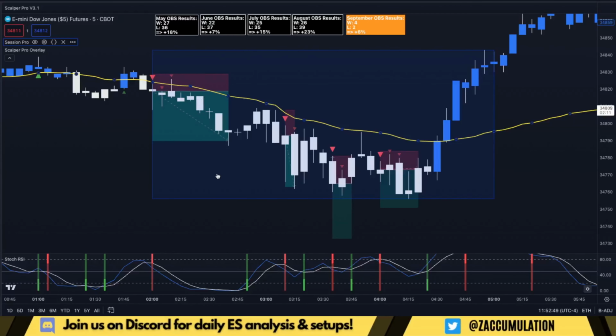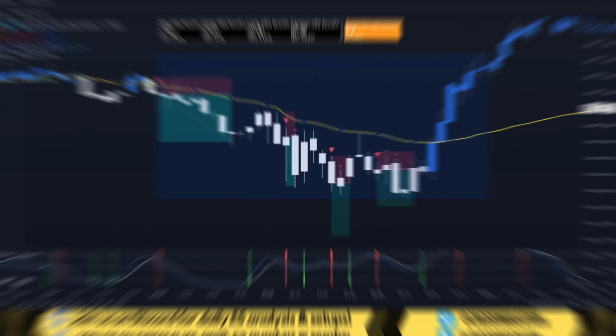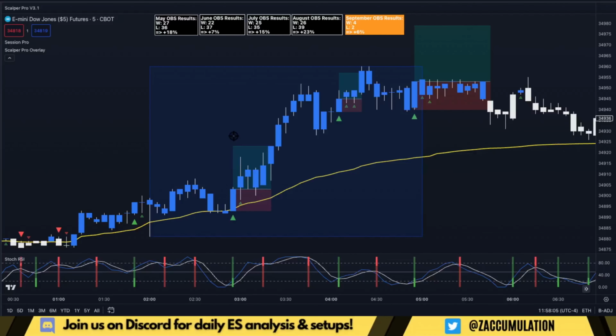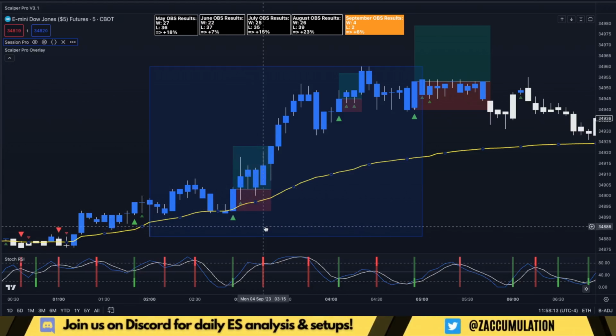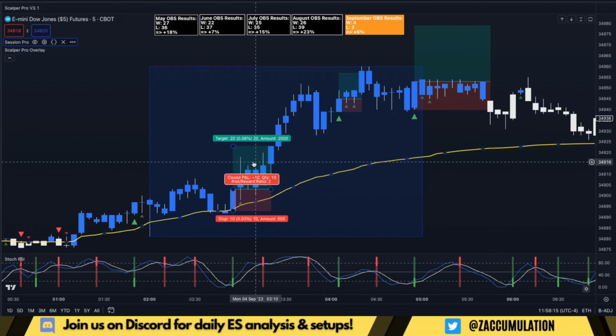The last rule that we need is that we only take entries between 2 AM and 5 AM New York local time, which is defined as the New York kill zone. So now you know how and when to enter into a valid Scalper Pro strategy signal. The last question is, how are we going to place our stop loss and take profit target?